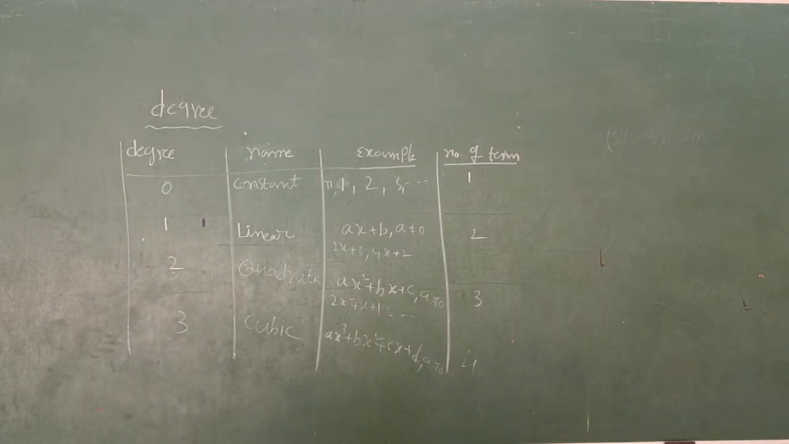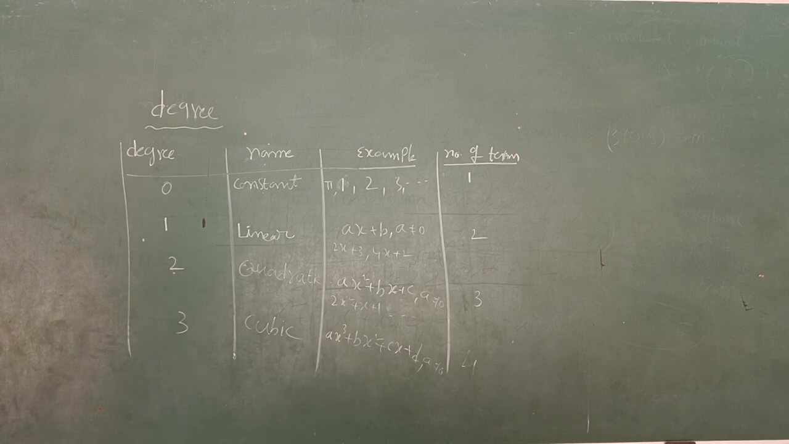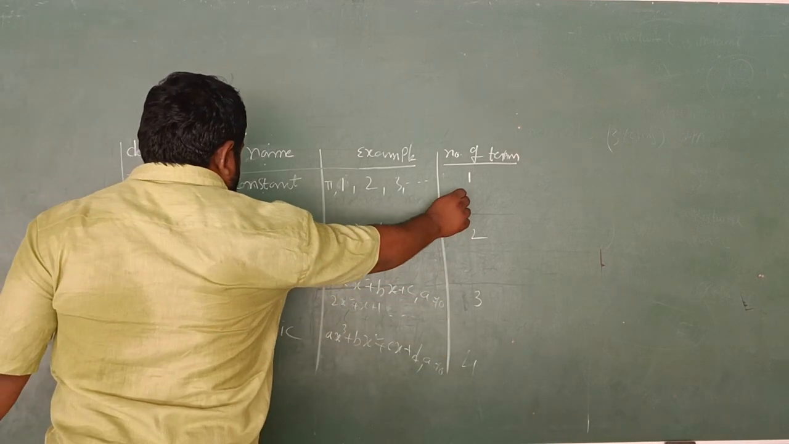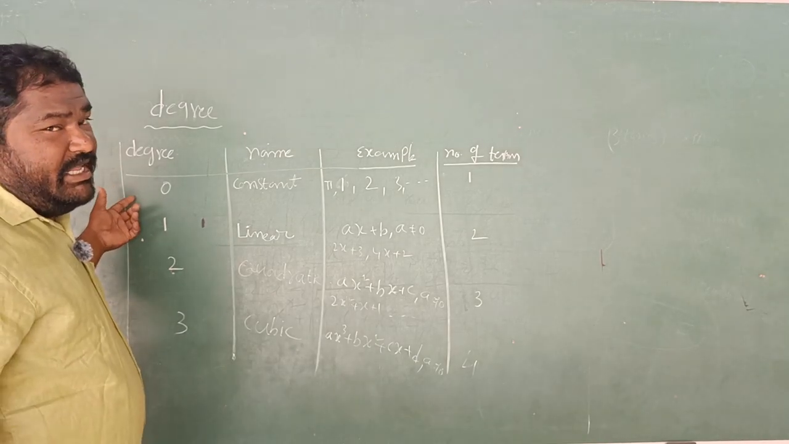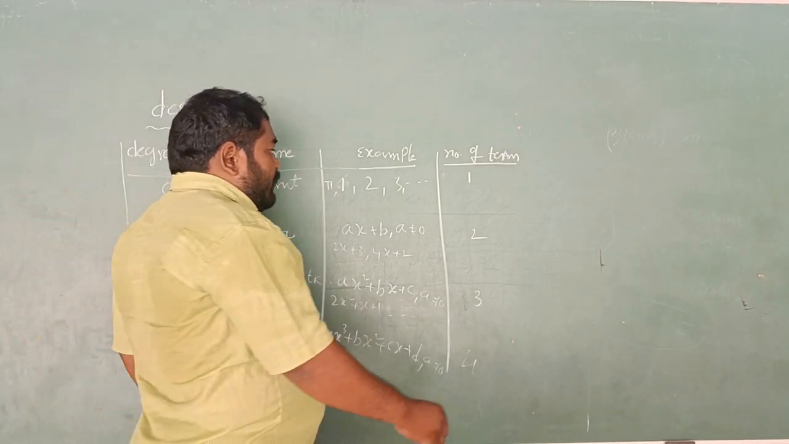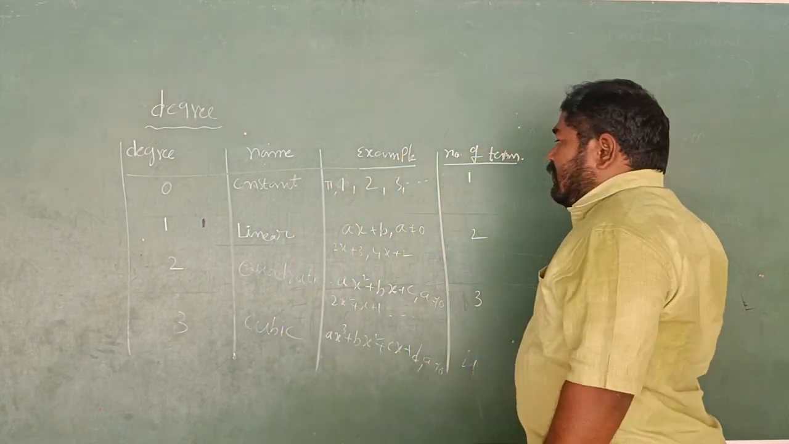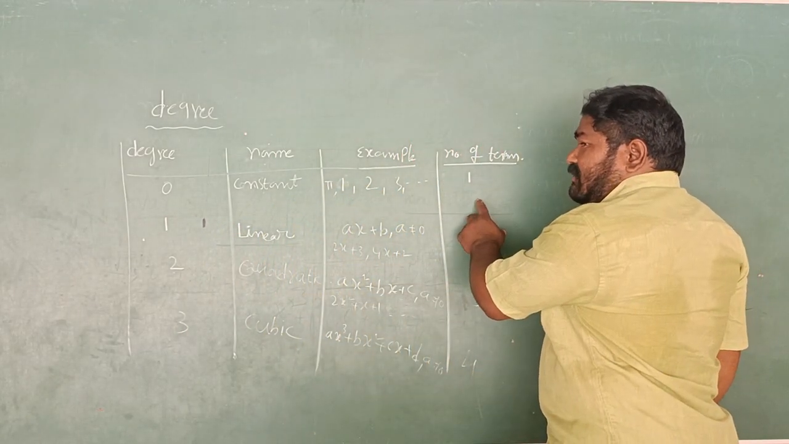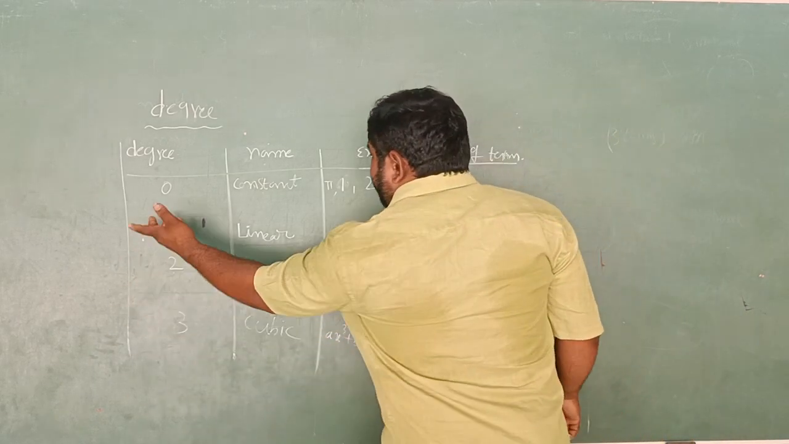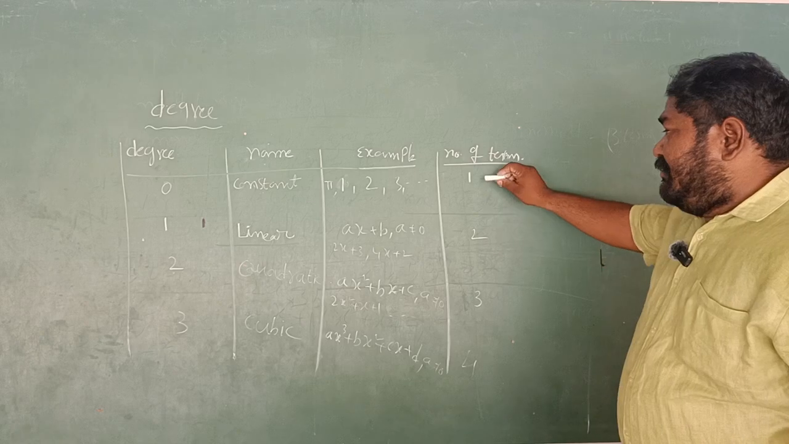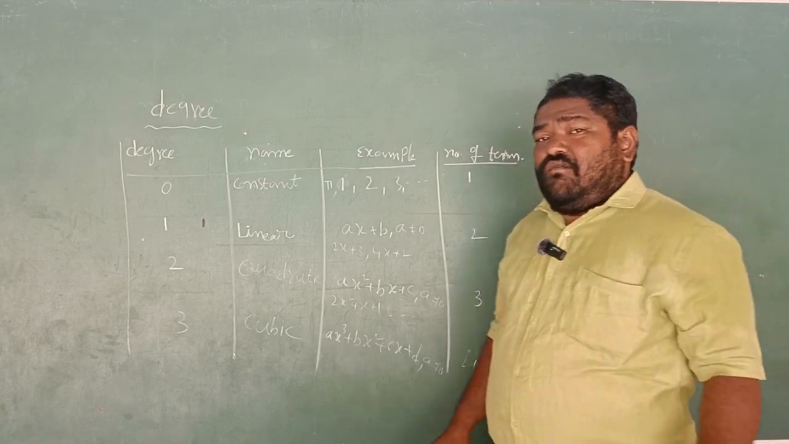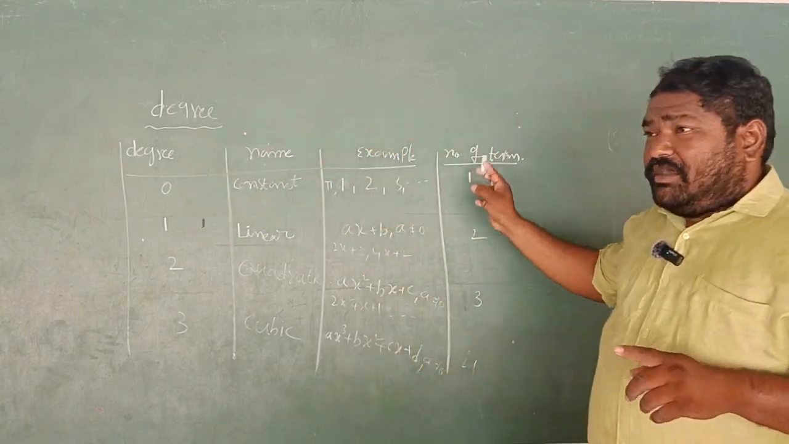In the table we can conclude a point: the number of terms is greater than the degree of the polynomial by 1. In a given polynomial, the number of terms is 1 more than the degree of the polynomial.